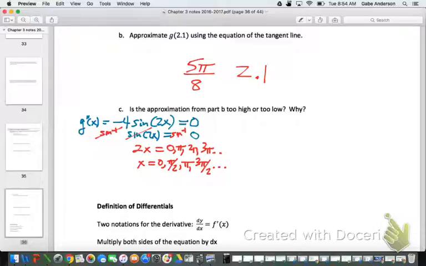So if 5 pi over 8 falls in one interval and 2.1 falls in another interval, I've written a question that you really can't answer. I've written a bad question, okay? So both of those numbers should occur between two of those values in the intervals we created. So, in other words, 5 pi over 8 and 2.1, do they both fit between 0 and pi over 2? No, because isn't 5 pi over 8 bigger than pi over 2?